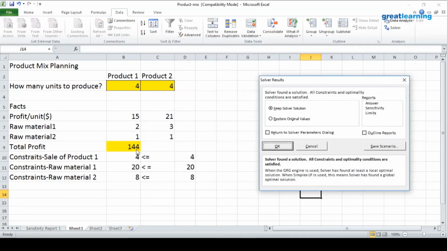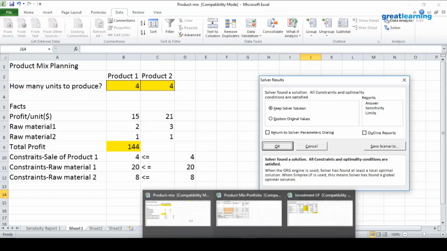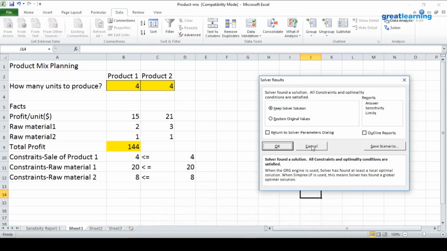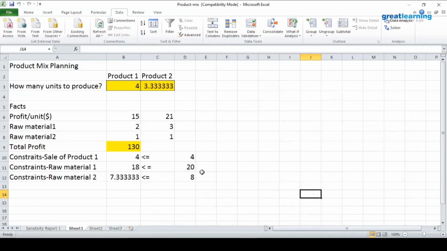In other words, it says if I increase the raw material, my availability of raw material 1 is 20 kg, my profit increases to 144, and my final solution is produce 4 units of product 1 and 4 units of product 2. And this is the power of sensitivity analysis. So let me get back here, as usual, the original problem, and the solution is in front of you.